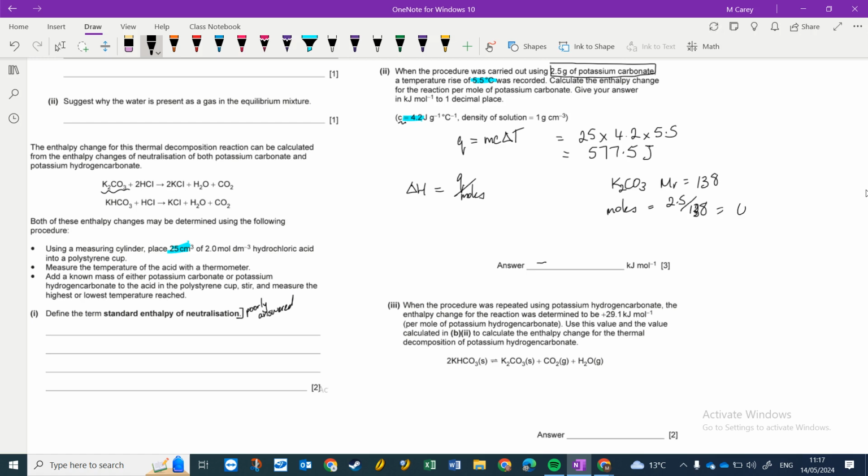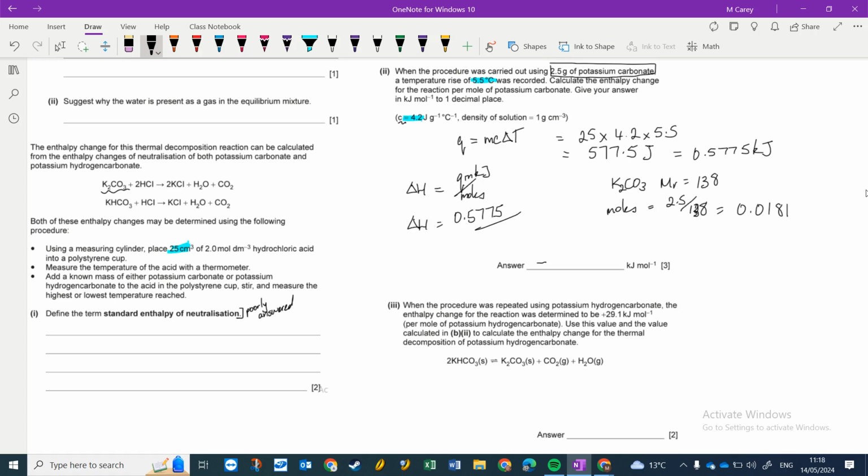oh, big number, 0.01811. I'm just going to leave that number in my calculator because I'm going to use it again, but actually it wouldn't round up like that. Let's keep it. Okay, so that's how many moles we've got. Now I'm going to convert Q to kilojoules because it's actually Q in kilojoules. So that's equal to 0.5775 kilojoules.